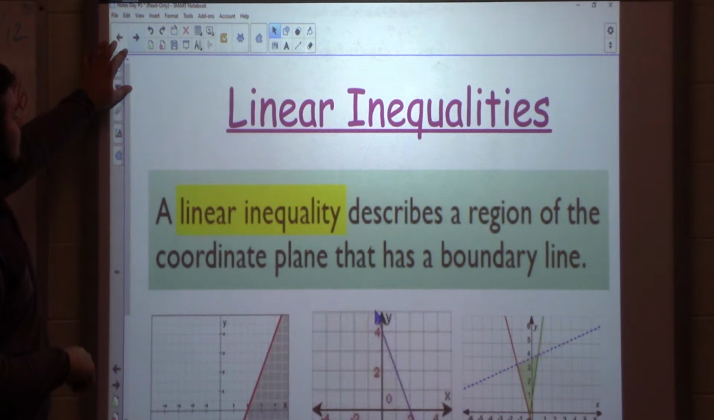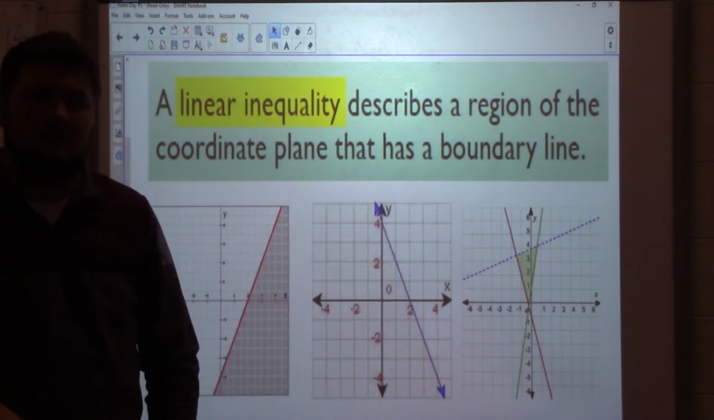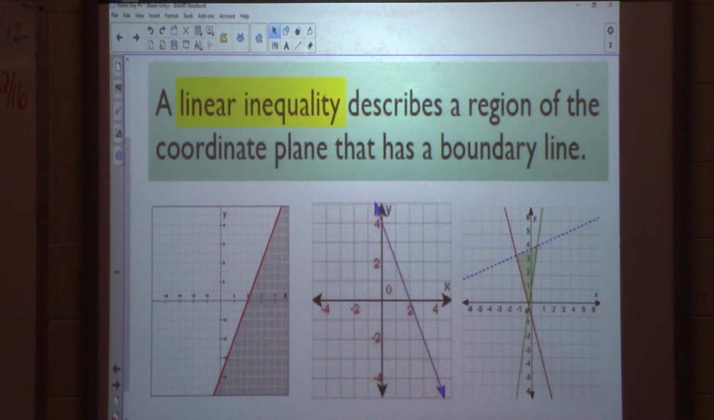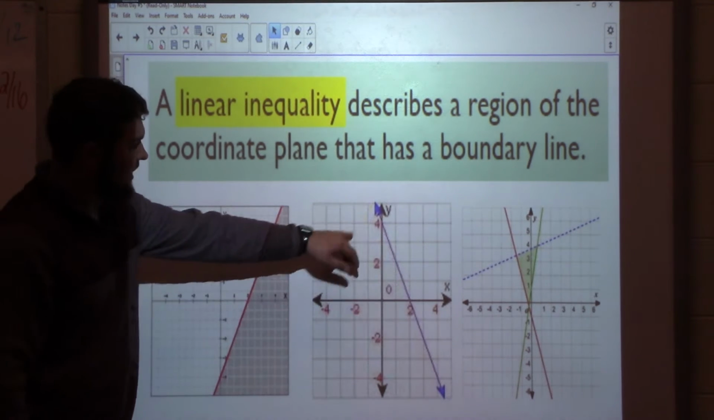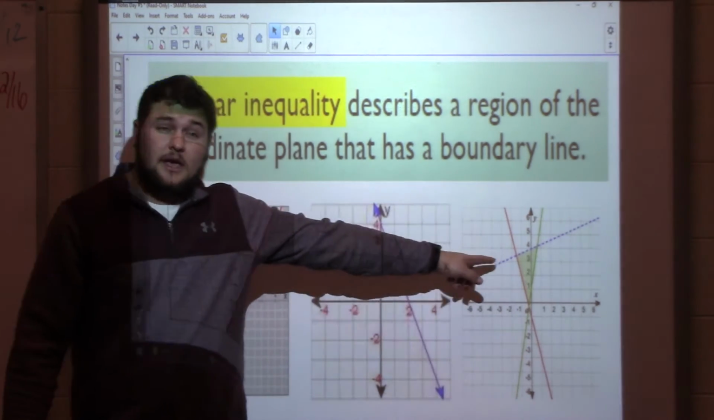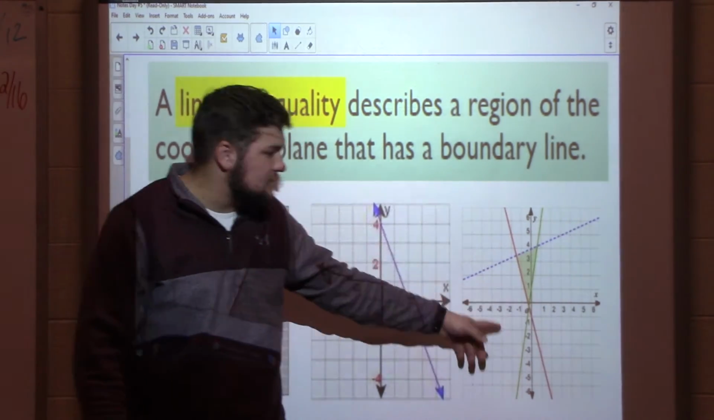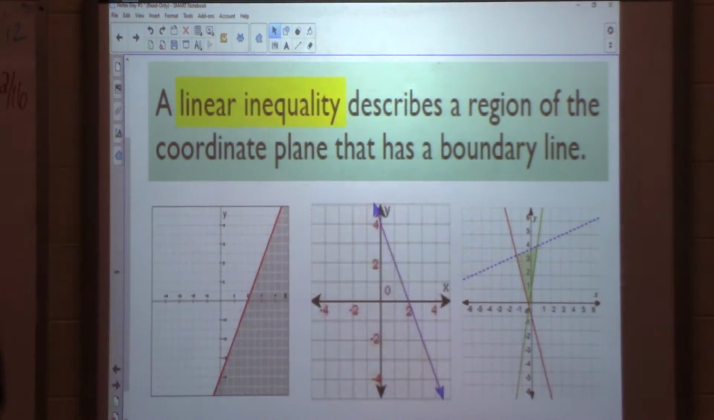So a linear inequality describes a region of the coordinate plane that has a boundary line. Today we're going to do things that look like the one on the left and the middle one, where we have just one line and part of it shaded. On Monday, we're going to get stuff like the one all the way on the right, where we have more than one line on our graph, and we're shading in between them, shading in certain regions. It's really not that bad, I promise.